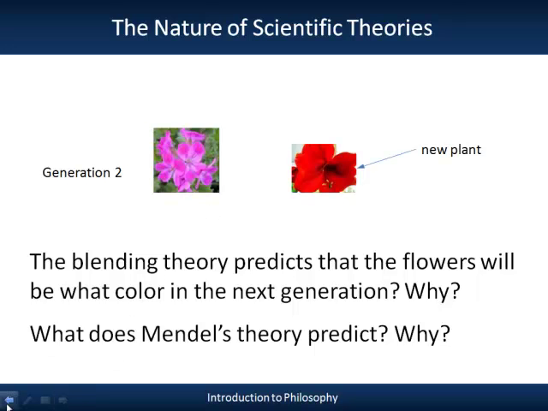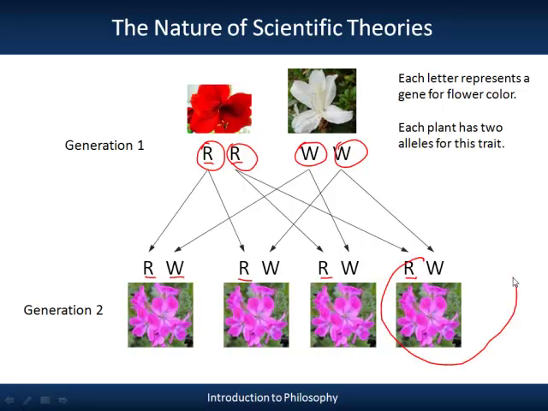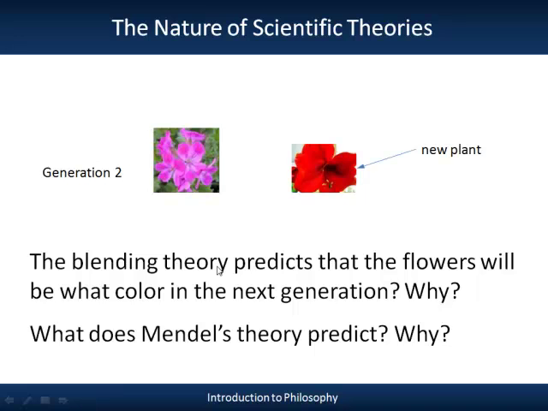Okay, so now let's say for the sake of argument we take this plant here and we breed it with a new plant that has red flowers. Then we know, of course, that the alleles for flower color, the genes for flower color in this plant, are one red and one white, and we also know that in this red plant, both of the genes for flower color, both of the alleles, will be for the red flower color. Okay, so the blending theory predicts that the flowers will be what color in the next generation?